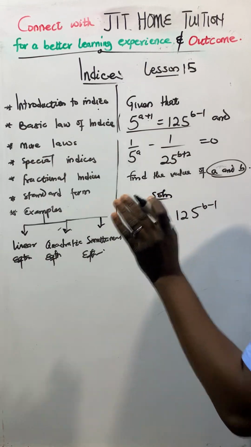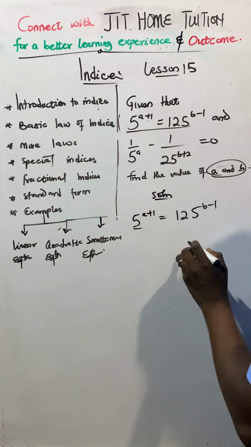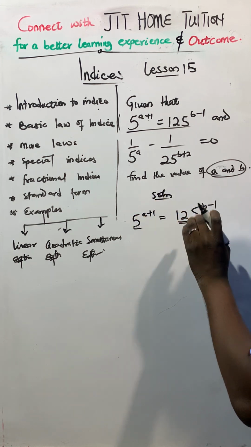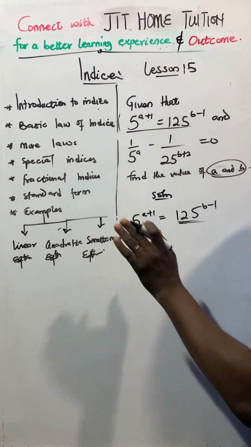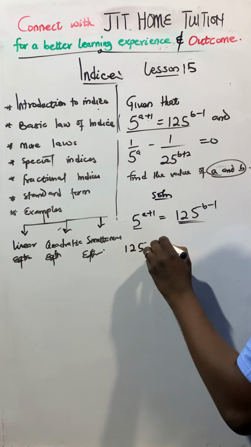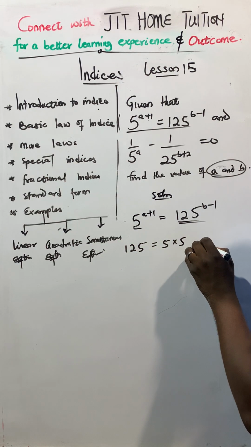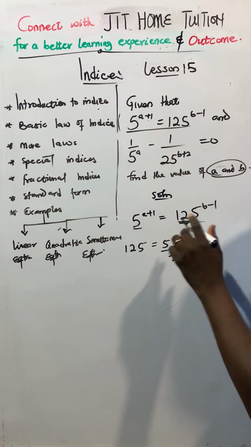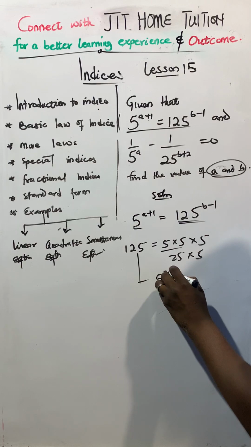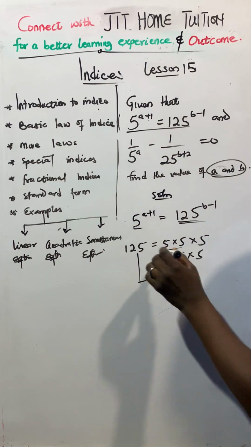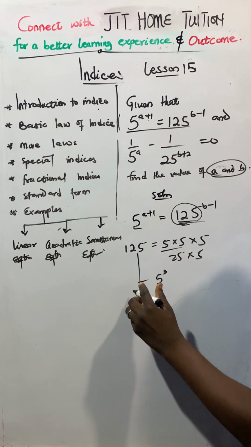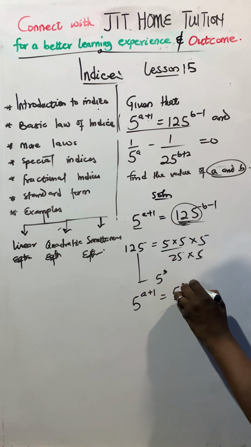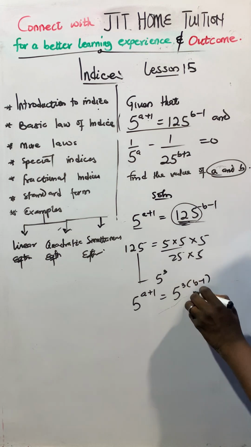Now, between these two numbers, the smallest one is the 5. So in this case, you ask yourself, can you change this base to make it base 5 also? So 125 is the same as 5 times 5 times 5, 25 times 5, which is 125. So meaning that this one will give you 5 cubed. So you are going to replace this 125 with that. So you have 5 exponent a plus 1 equal to 5 cubed exponent b minus 1.